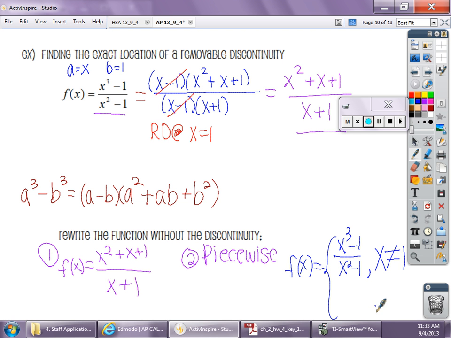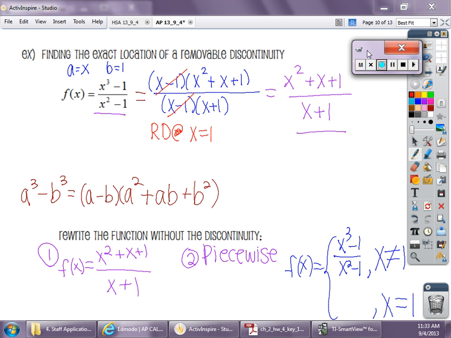And then you're going to give me the y value of the removable discontinuity, and you're going to tell me use that value. So this right here that I'm about to put in red, will be the y value. How do I get the y value? Substitute back into the simplified form. 1 plus 1 plus 1 all over 1 plus 1. 3 halves. Piecewise function. Original. And this is the y value that you got from the simplified form. That red is the y value. Okay? That's how you create the piecewise form.